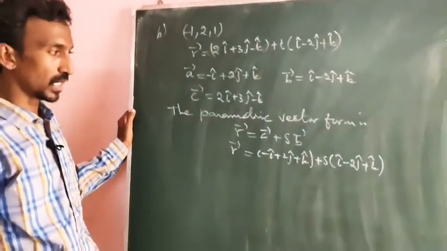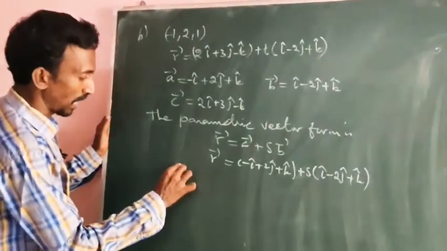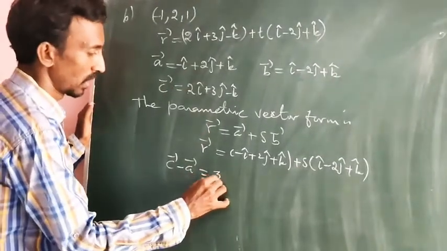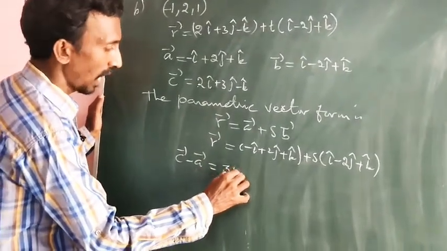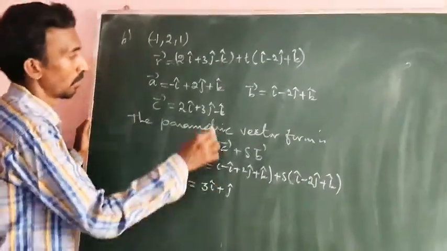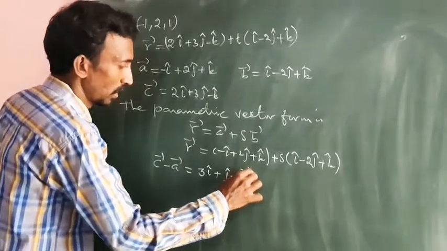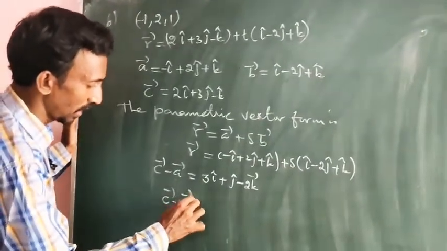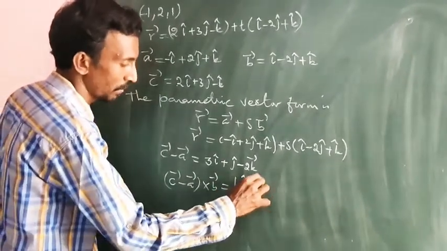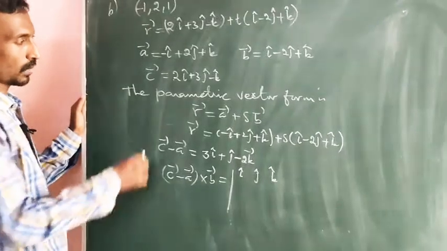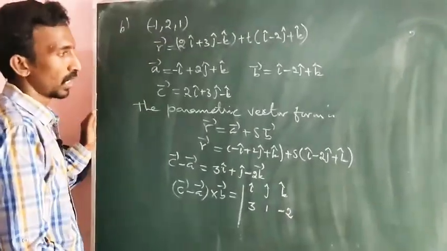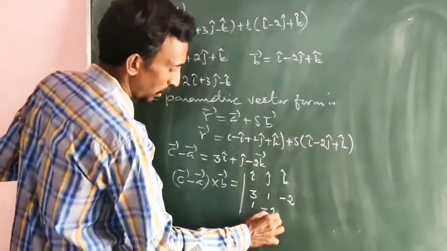Now our aim is to find out the distance between them. So for that, as usual, find C minus A. So 2 minus of minus 1 plus 1, 3i, okay, and then 3 minus 2 j, minus 1 minus 2 k. So find out C minus A cross B vector. So as usual, determinant method. First row i, j, k. Second row components of C minus A, 3, 1, minus 2. Third row B, 1, minus 2, 1.